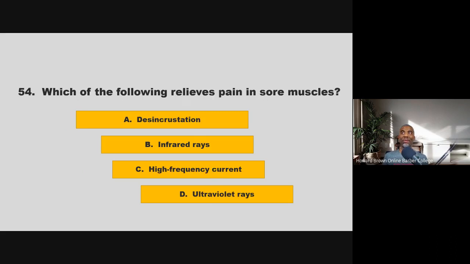Which of the following relieves pain in sore muscles? Is it desincrustation, infrared rays, high frequency current, or ultraviolet rays? If you chose B, infrared rays, you are correct.